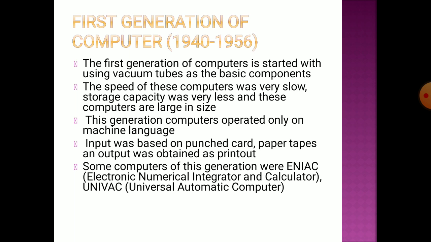ENIAC stands for Electrical Numerical Integrator and Computer. Just change it. It is not electronic, it is electrical. UNIVAC, Universal Automatic Computer. EDSAC is Electronic Delay Storage Automatic Calculator. And EDVAC is Electronic Discrete Variable Automatic Computer. So these are all the points you have to remember relating to your first generation of the computer.